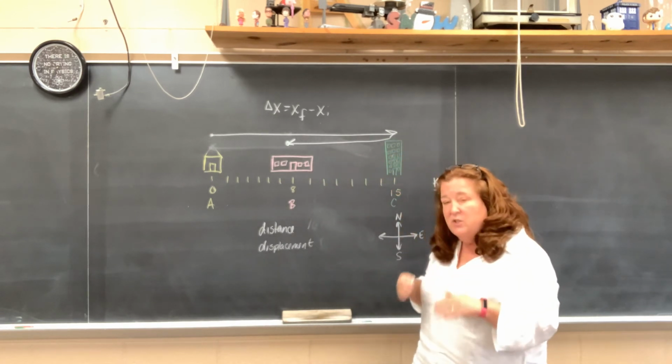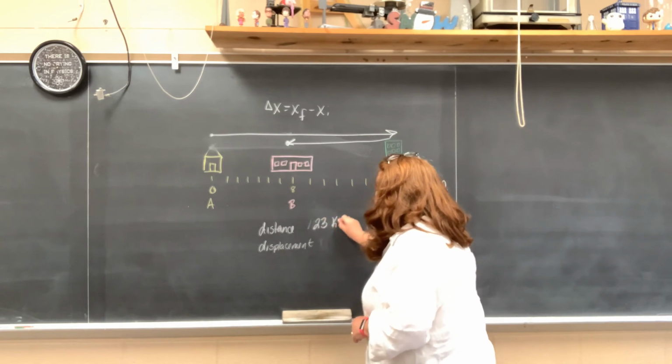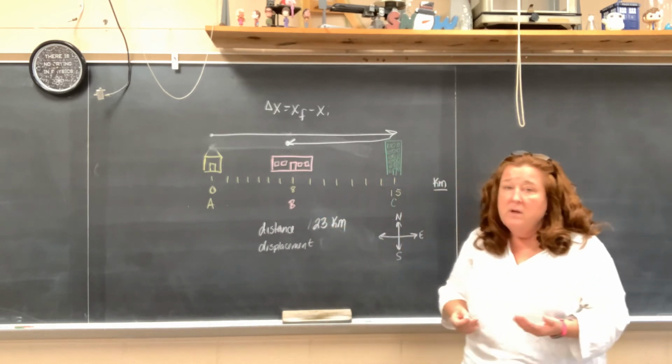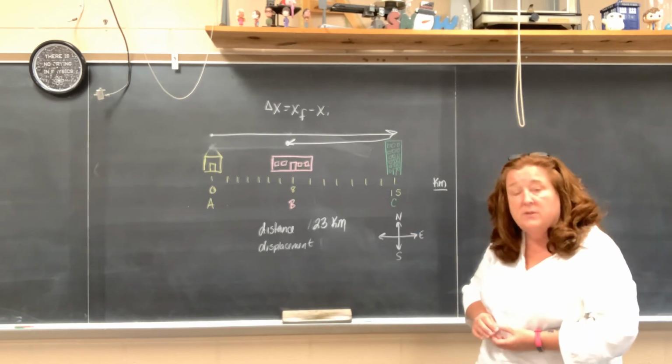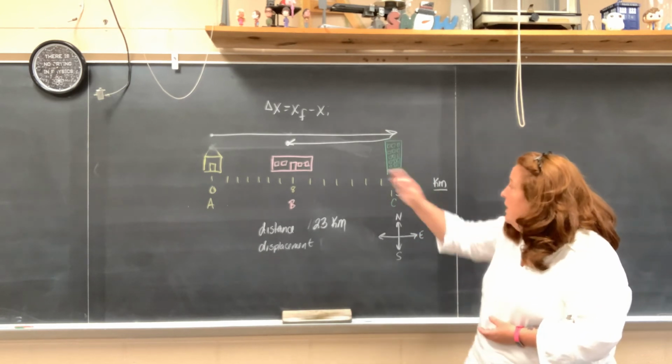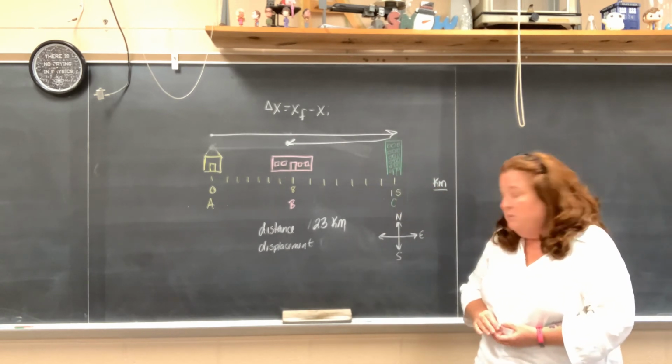The distance is the total path traveled. So this is going to be 23 kilometers. Distance is a scalar quantity, so therefore there's no direction that goes with that. So 23 kilometers is going to be your answer for the total distance covered. 15 to the apartment building, and then 8 more back. 15 plus 8 is 23.